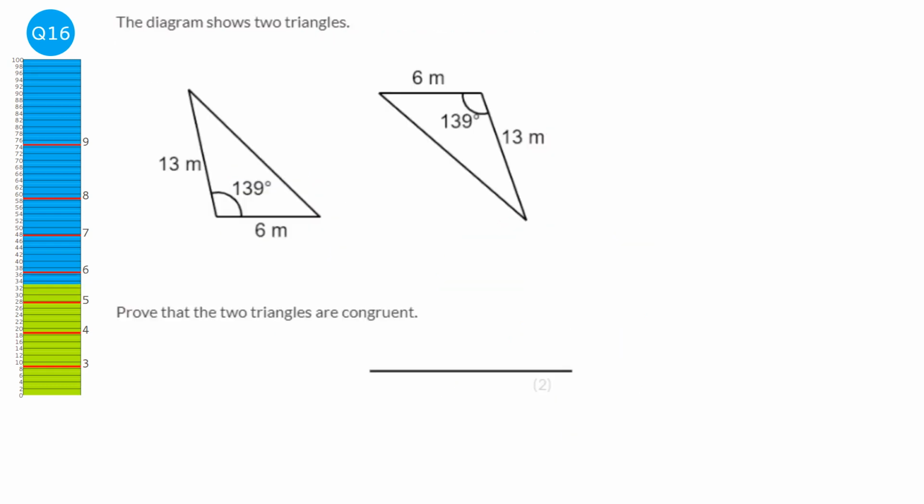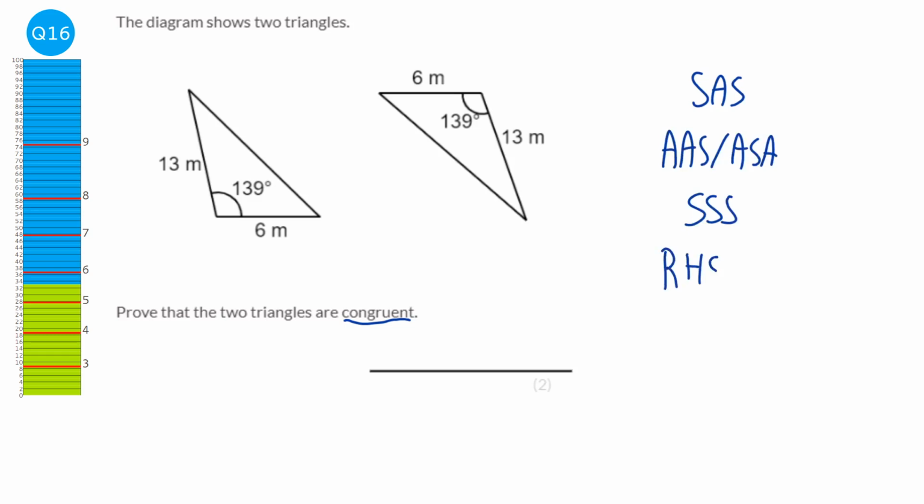When proving two triangles are congruent, and congruent means exactly the same, we're going to have one of 4 answers. Either side angle side is the same, angle angle side, or angle side angle. Side side side are the same, or they have the same right angle, hypotenuse and side. This question doesn't have a right angle, so we can cross that out.